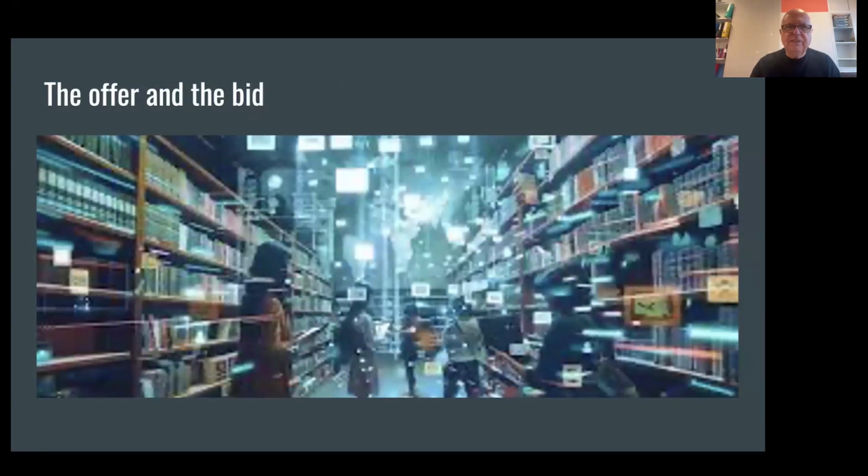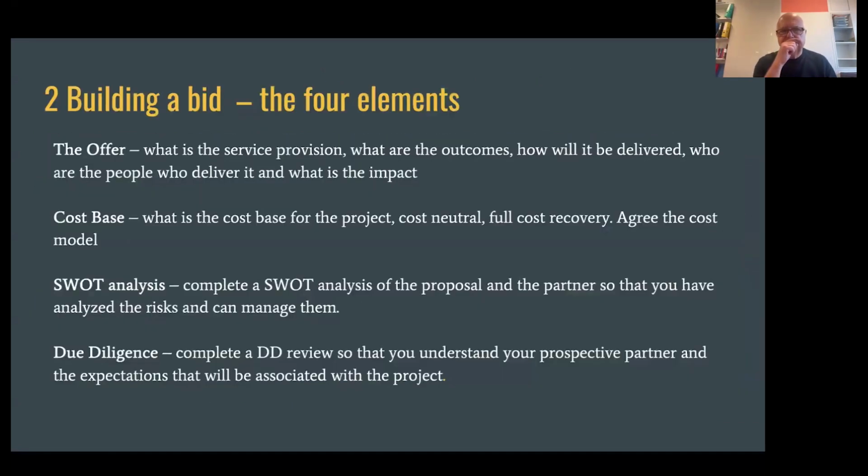So let's get into some of the details about building a bid. If you're going to build a bid, you're going to apply for a grant, you're going to apply to a foundation, you're going to actually respond to a request for a tender, there are four things. First of all, it's the offer. What is the service you are going to be offering? You need to be very clear about the offer, the outcomes, how it's going to be delivered, who's going to be doing it, and what's the impact. So first building block, what's your offer? Do you know what you're offering? Can you articulate what impact? And are you sure how it will be delivered?